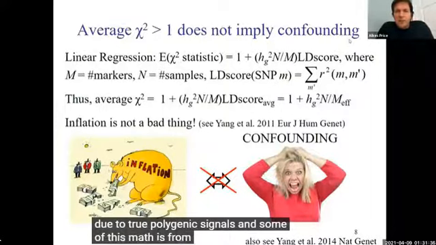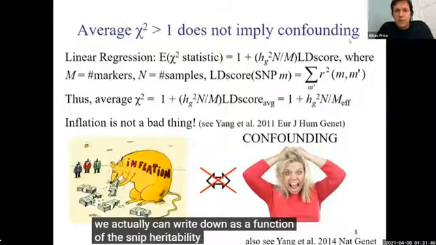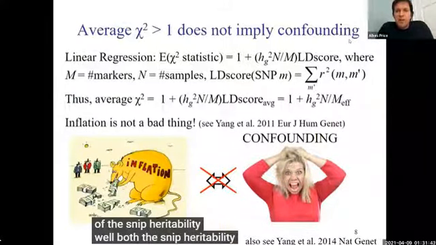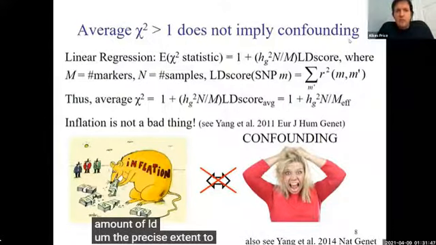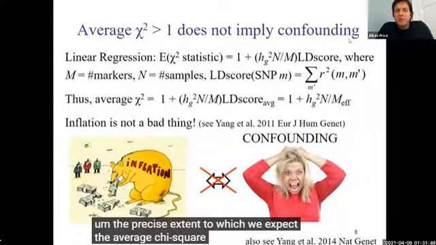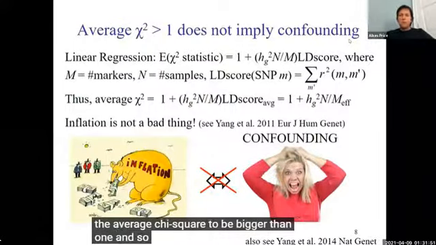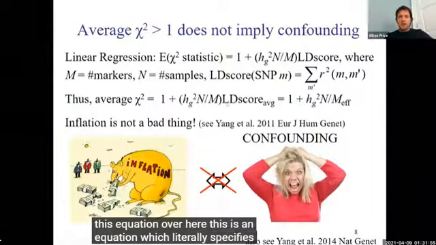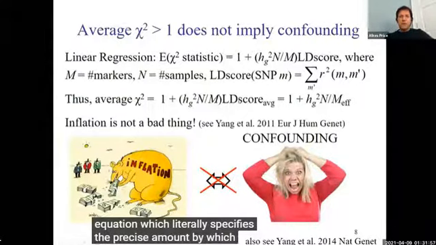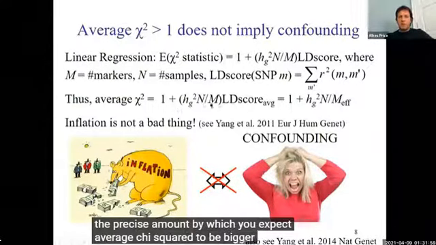And some of this math is from Yang et al. 2011, where we actually can write down as a function of both the SNP heritability and the amount of LD, the precise extent to which we expect the average chi-squared to be bigger than 1. And so this equation over here literally specifies the precise amount by which you expect average chi-squared to be bigger than 1.